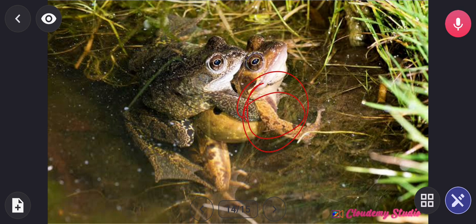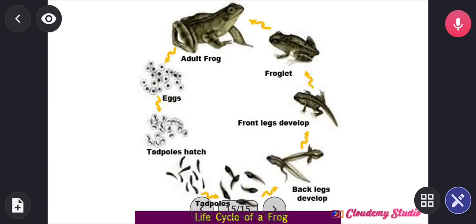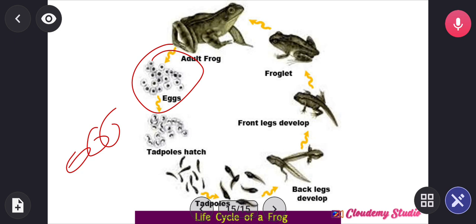Remember I told you that they lay their eggs in the form of a chain. This is for a frog: you will see that for a frog, it is in a cluster, but for a toad, it will be in the form of a chain. But they still undergo what we know as a biphasic life cycle. So let us just use this one as an example.